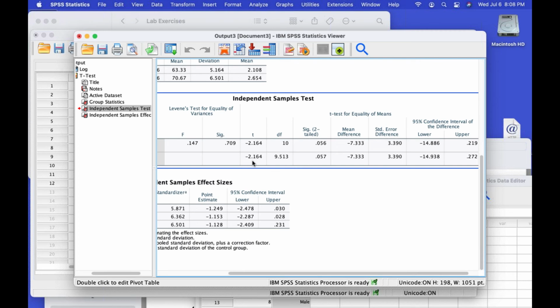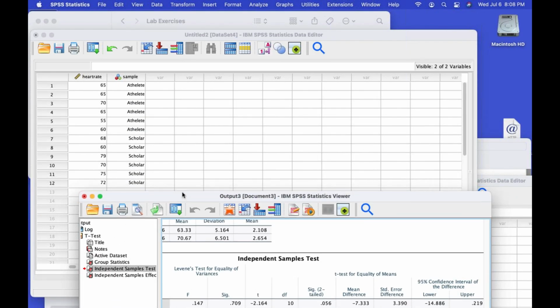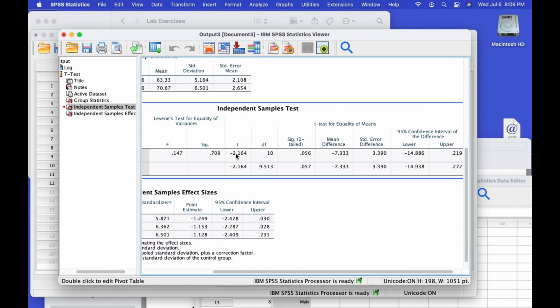Okay, so at any rate, I imported the Excel file. So the t-score is minus 2.164 for 9.5 degrees of freedom. My significance is 0.057. Technically, we don't reject the null hypothesis. It's not less than 0.05, and our t-value does not exceed 2.3, which was approximately the critical value of t that we were looking for. So basically, if I put a gun to your head and said, do I reject or not reject, you would say, fail to reject the null hypothesis, right?